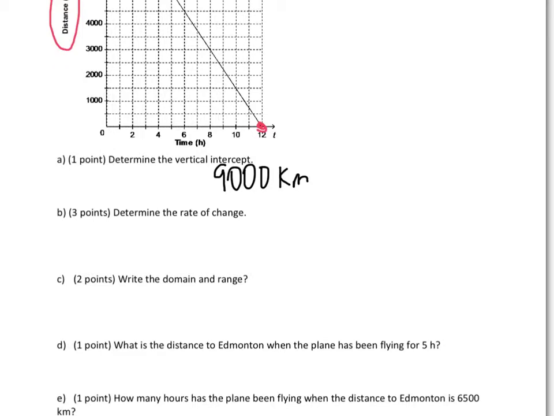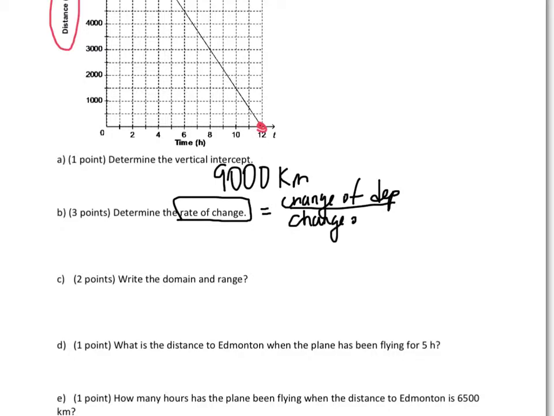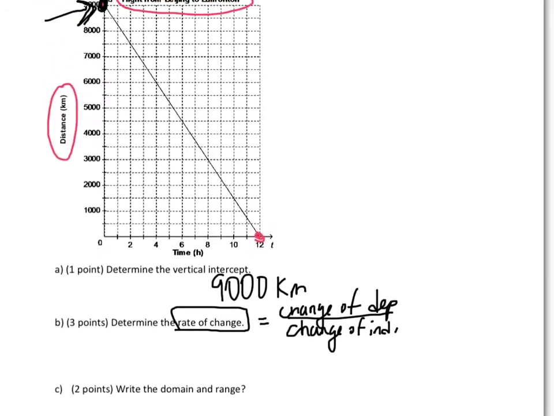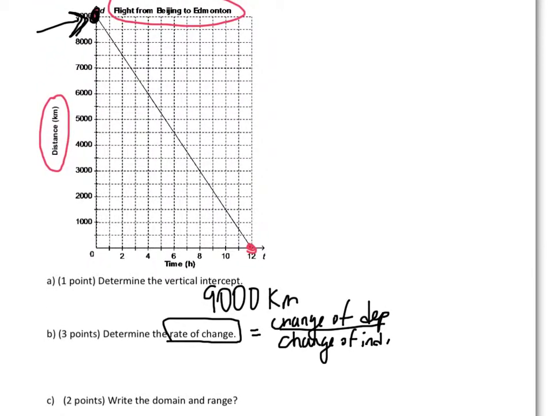Next, determine the rate of change. The rate of change is equal to the change of the dependent variable divided by the change of the independent variable. And I can choose any 2 points on the graph in order to calculate this. I'm going to just look at the endpoints here at the start and here at the end.